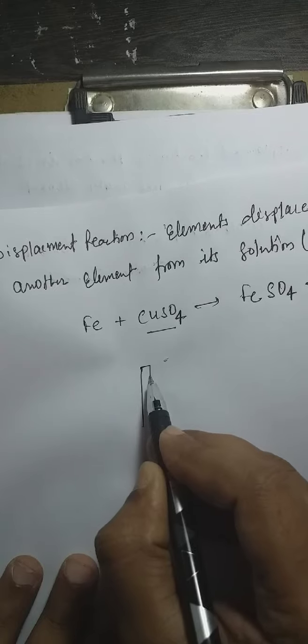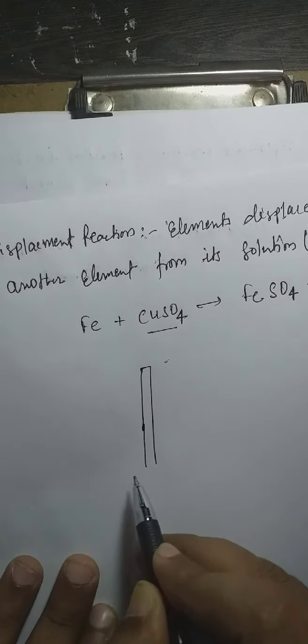An example is Fe reacting with CuSO4, which is copper sulfate solution. In copper sulfate solution, copper is displaced by iron. So now the compound formed is FeSO4 plus copper. This is a displacement reaction. Now we will give an idea of how this takes place.